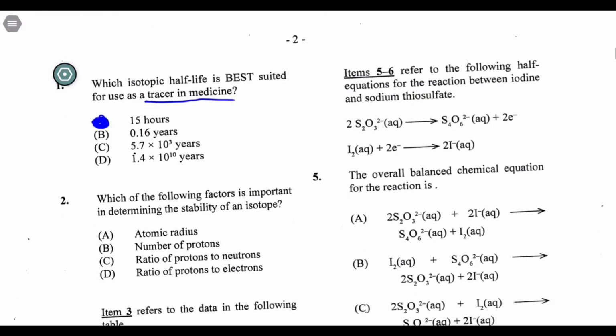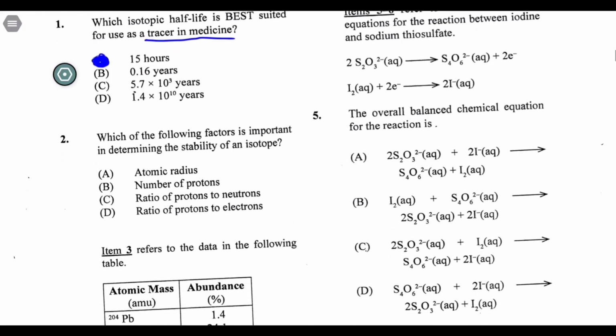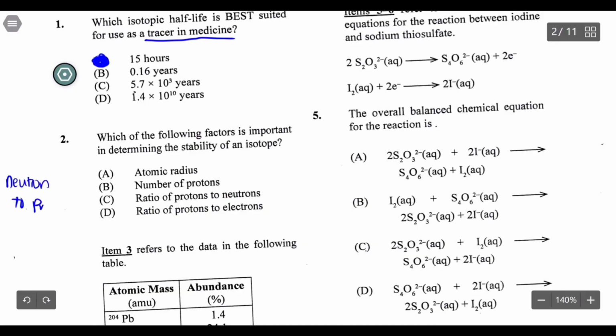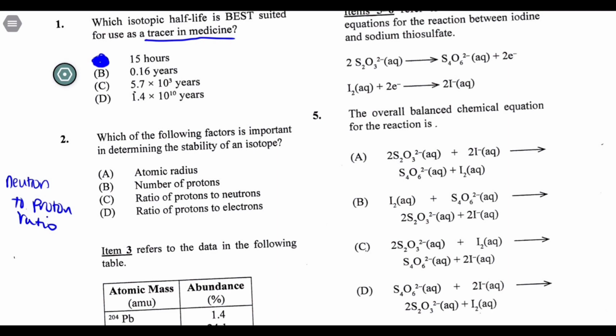Number two, which of the following factors is important in determining the stability of an isotope? And by now we should know that's the neutron to proton ratio. So whichever one of the answers, A, B, C, or D, says that, that's your answer, and it looks like C to me, so it's the neutron to proton ratio.